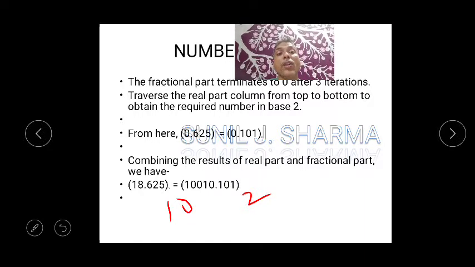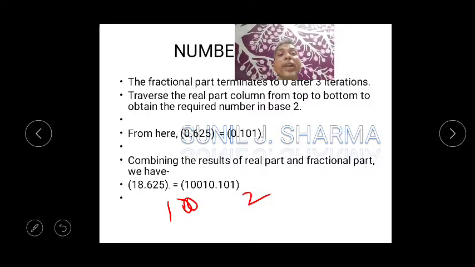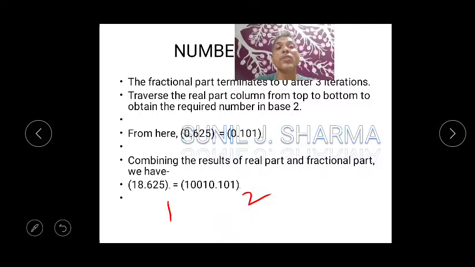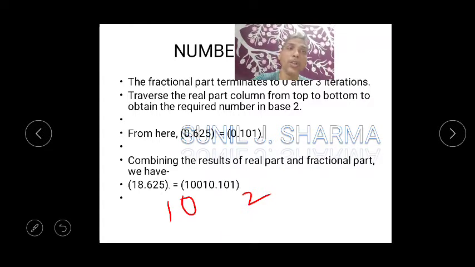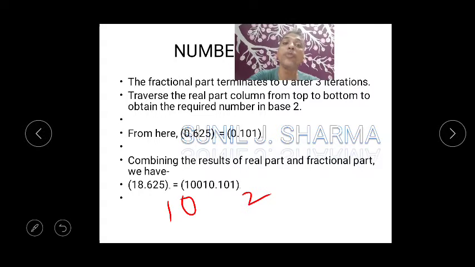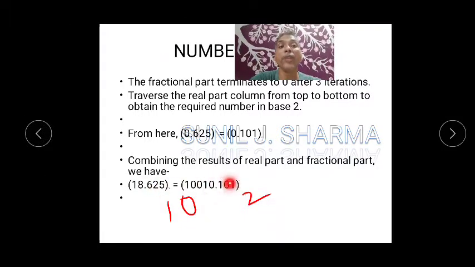Why I'm forcing you to write the bases is because this can be treated as decimal, octal or any other number system. So you have to be very careful which number system you are changing. I hope you understood this very properly. If not, we will take one more example.